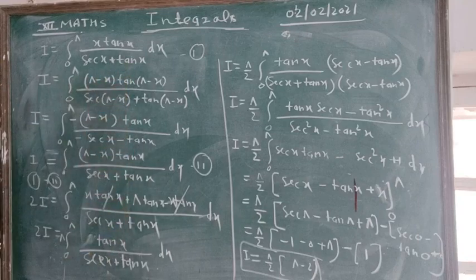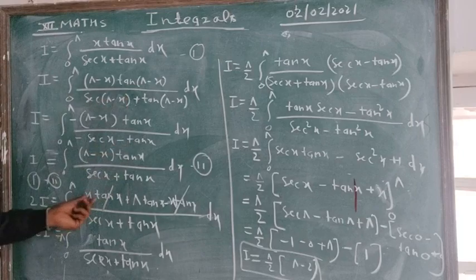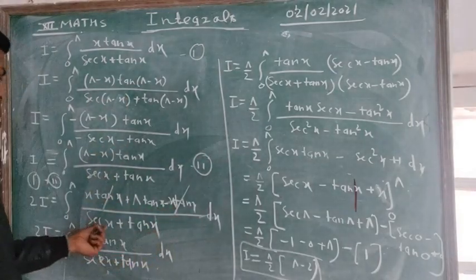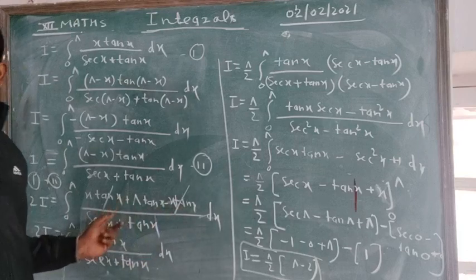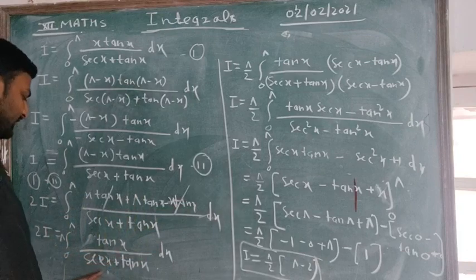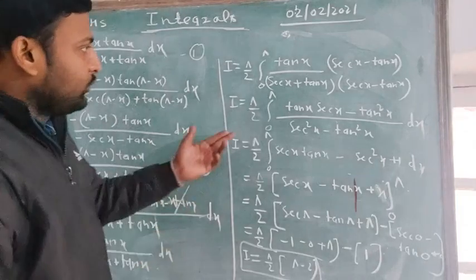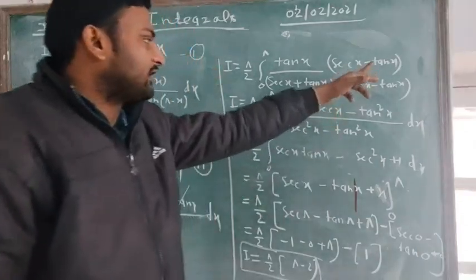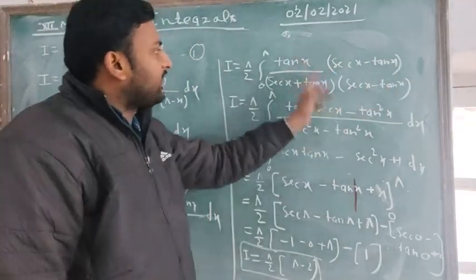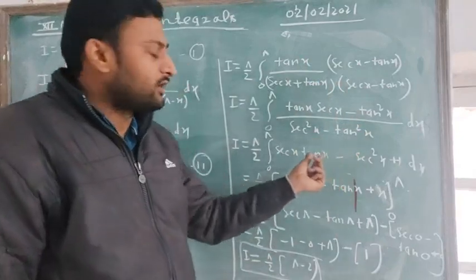Now adding these two equations, first and second, we see our denominator is the same. So we can write x tan x plus pi tan x minus x tan x by sec x plus tan x, and this part is cancelled. So 2I is pi times the integral 0 to pi of tan x by sec x plus tan x. Now we are multiplying numerator and denominator both with sec x minus tan x, and we get tan x sec x minus tan square x, and the denominator is sec square x minus tan square x.